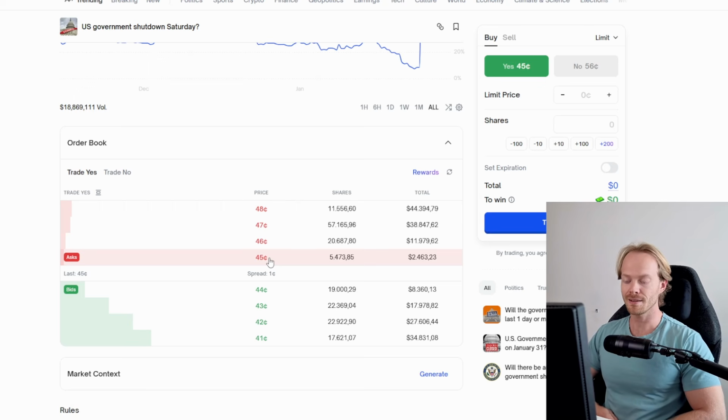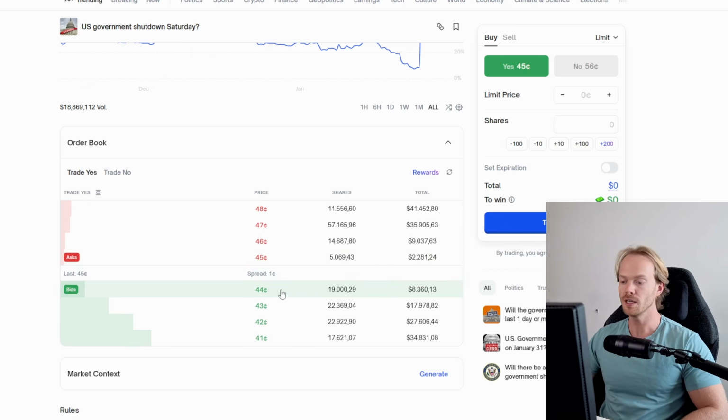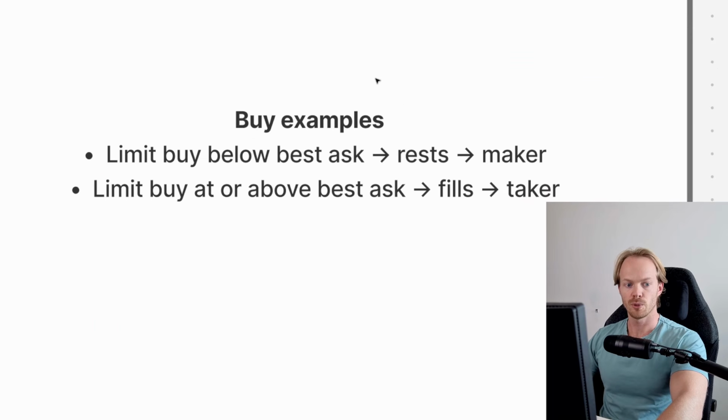If you want to be a maker as a buyer, you would have to place your buy orders within the spread, not crossing over to the ask. You could do it at 44, you could do it at 45, 44.5, 44.6, and so on, depending on the tick size. The tick size we can get from the API, but I'm not going to show this in this video. So if we look at examples of a buyer: a limit buy below the best ask rests on the order book, and then it becomes a maker.